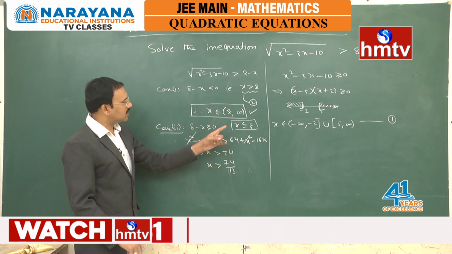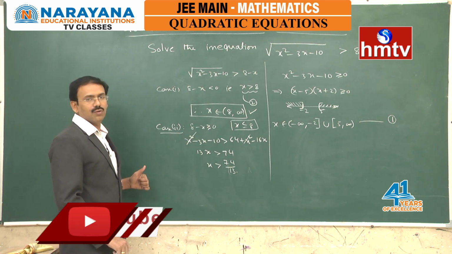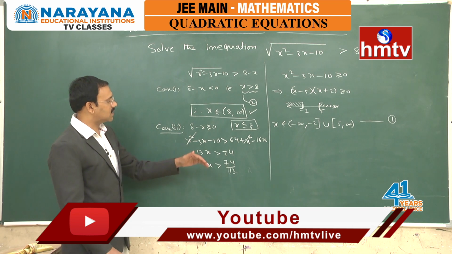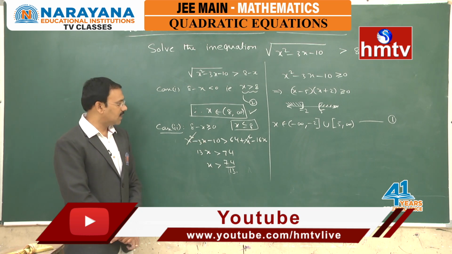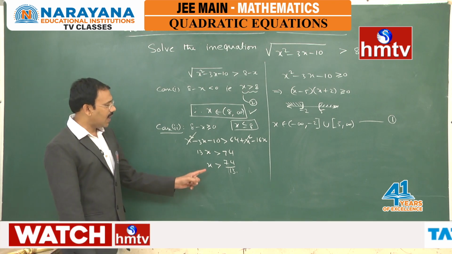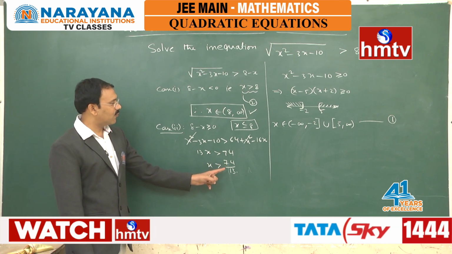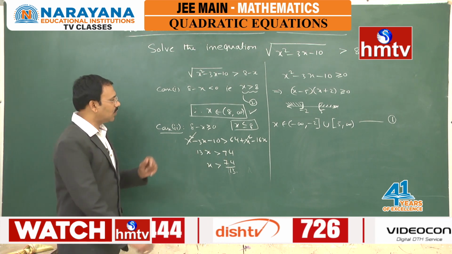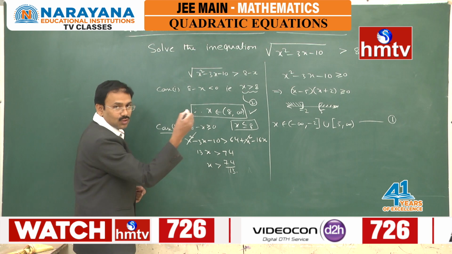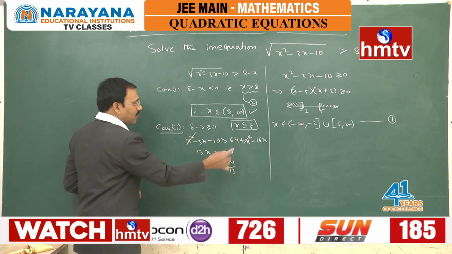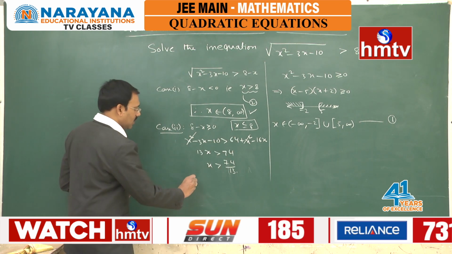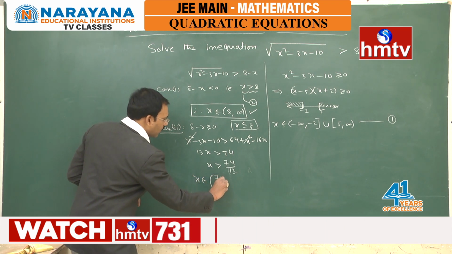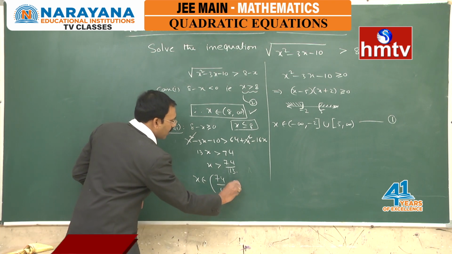So, we are discussing the case where x is less than or equal to 8, whereas here we are dealing with x greater than 74 by 13. That is, 74 by 13 is around 5.7, which is less than 8. So, in this case you have to take those x which are less than or equal to 8 but greater than 74 by 13. So, we can say that x belongs to open 74 by 13 to 8.